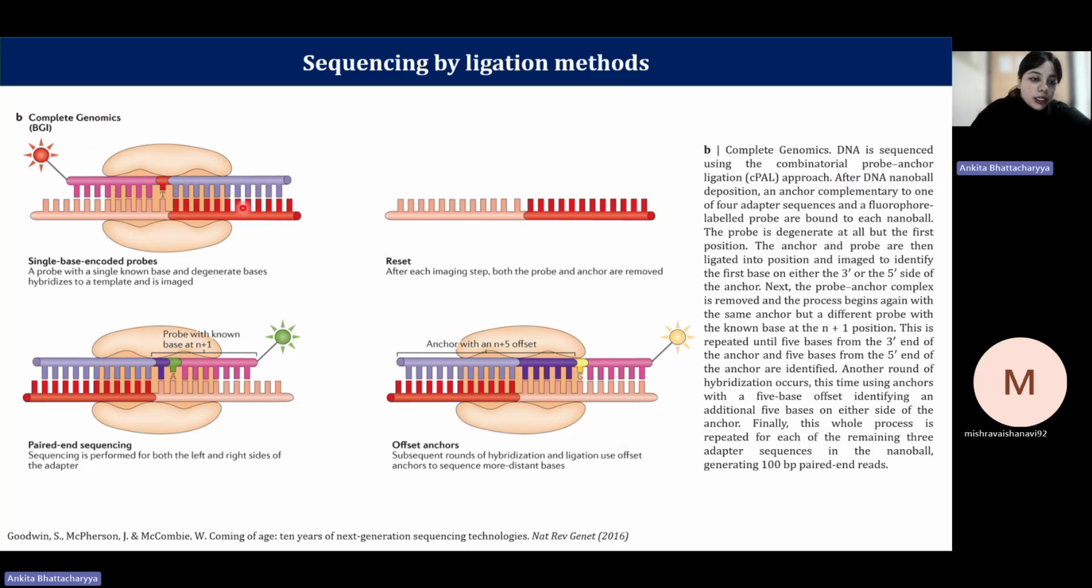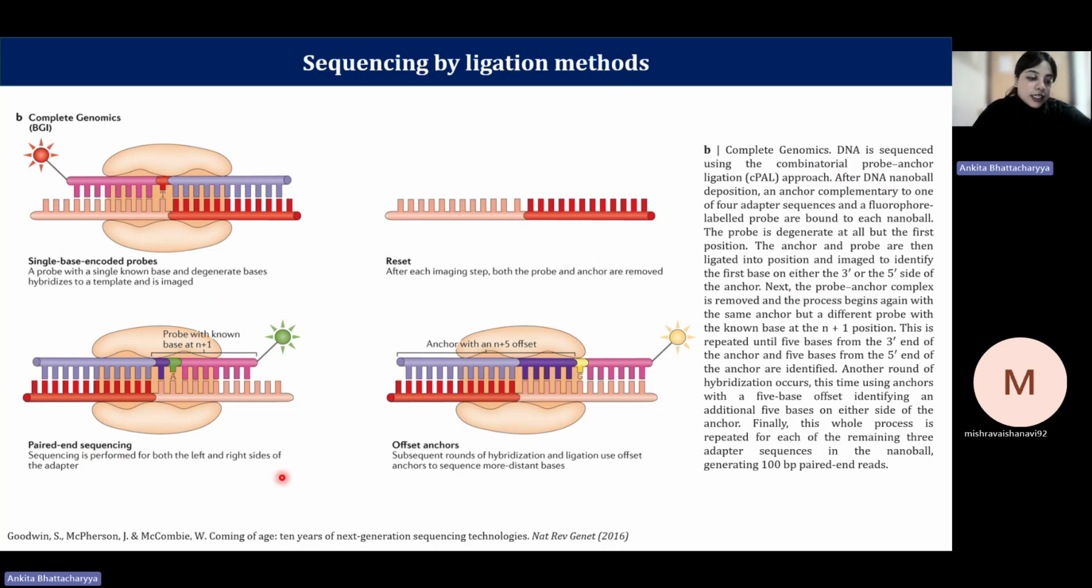So if you look here, the red one is your adapter. You have an anchor complementary to that, and the first base sequence is known. Following that, you have degenerate bases. So this is allowing you to proceed with single base encoded probes. The anchor and probe are then ligated into position and imaged to identify the first base on either the 3' or 5' end. Next, this is removed. The process begins again. You use n plus 1 position, n plus 2 position, and so on. And in this way, you keep on continuing till you have your complete sequence.